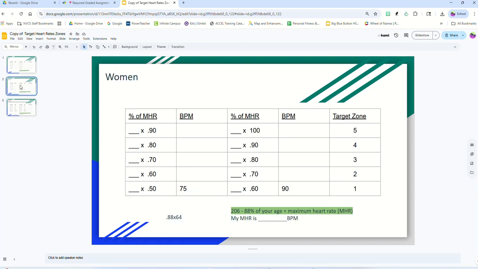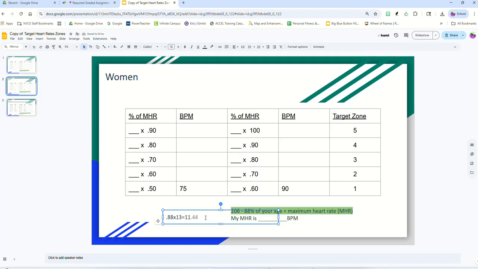So I am going to one more time show you how to calculate your maximum heart rate. Ladies, let's do a 13-year-old. So 0.88 times 13. Let me calculate that out. 0.88 times 13 years old is 11. So this number would be 11.